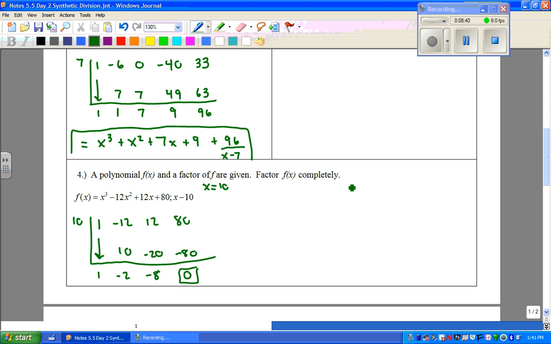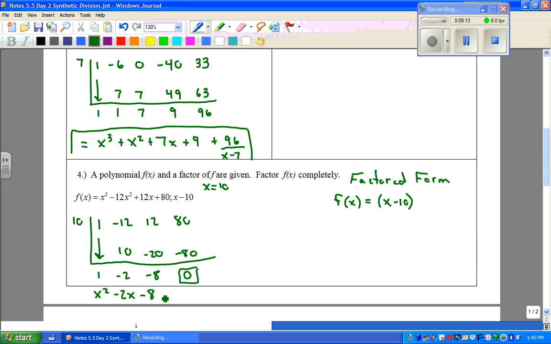So when we break it up into what's known as factored form, we know that my f of x is equal to x minus 10 as one of my factors. You got x minus 10 as one of your factors because the remainder is 0, and you divided out x minus 10. So this turns out to be x squared minus 2x minus 8.